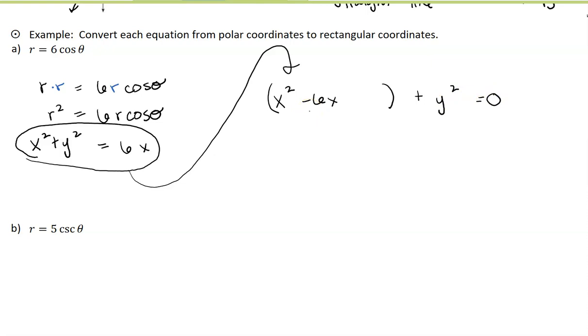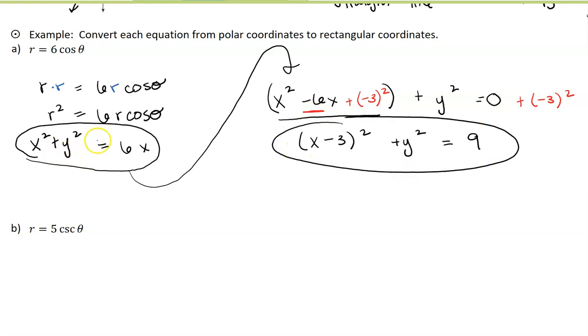And remember, to complete the square, you take the middle term, whatever it happens to be, and you halve it. So that would give me negative 3, and I'm only looking at the number here. So negative 6 over 2 is negative 3. And I'm going to add the square of that to both sides of the equation, balancing it out. And then I'm going to factor this, which gives me x minus 3 squared plus y squared equals 9. So while the other equation is perfectly valid, this one is better because it's in standard form.